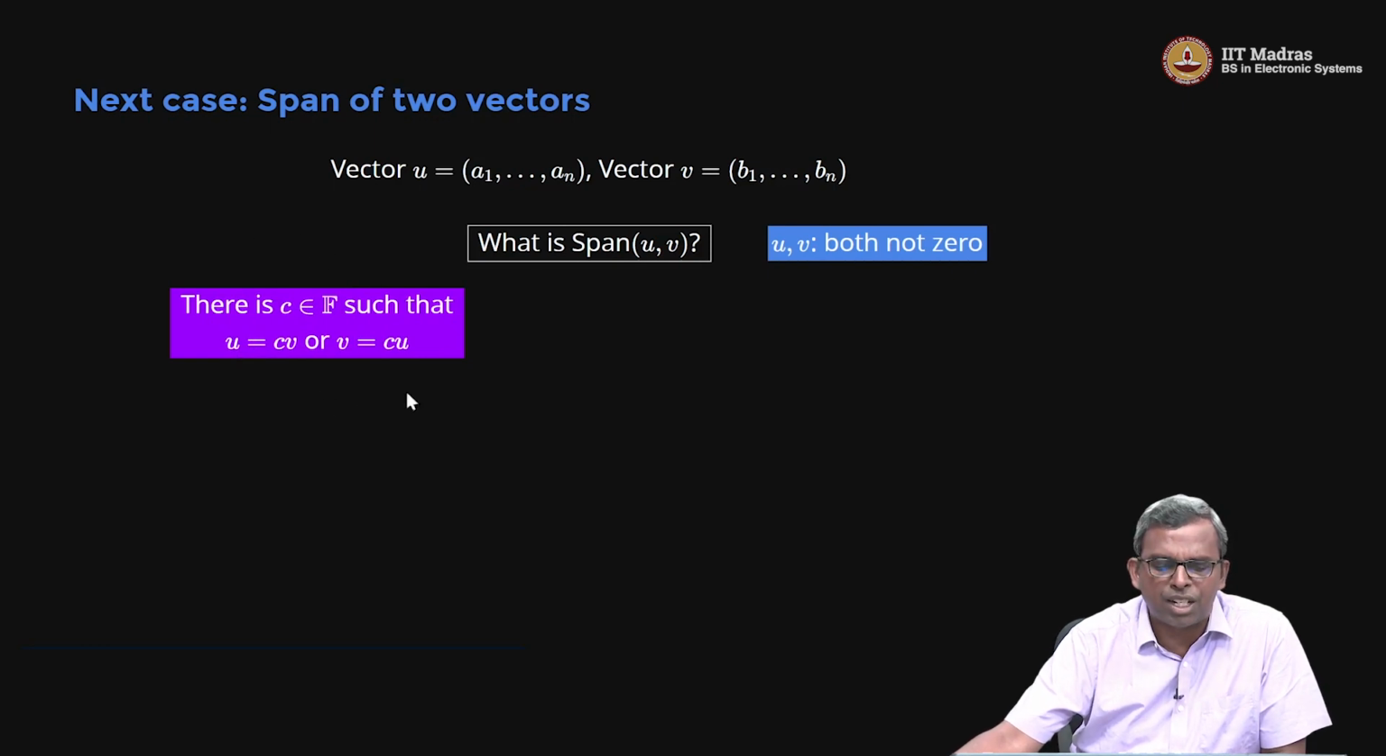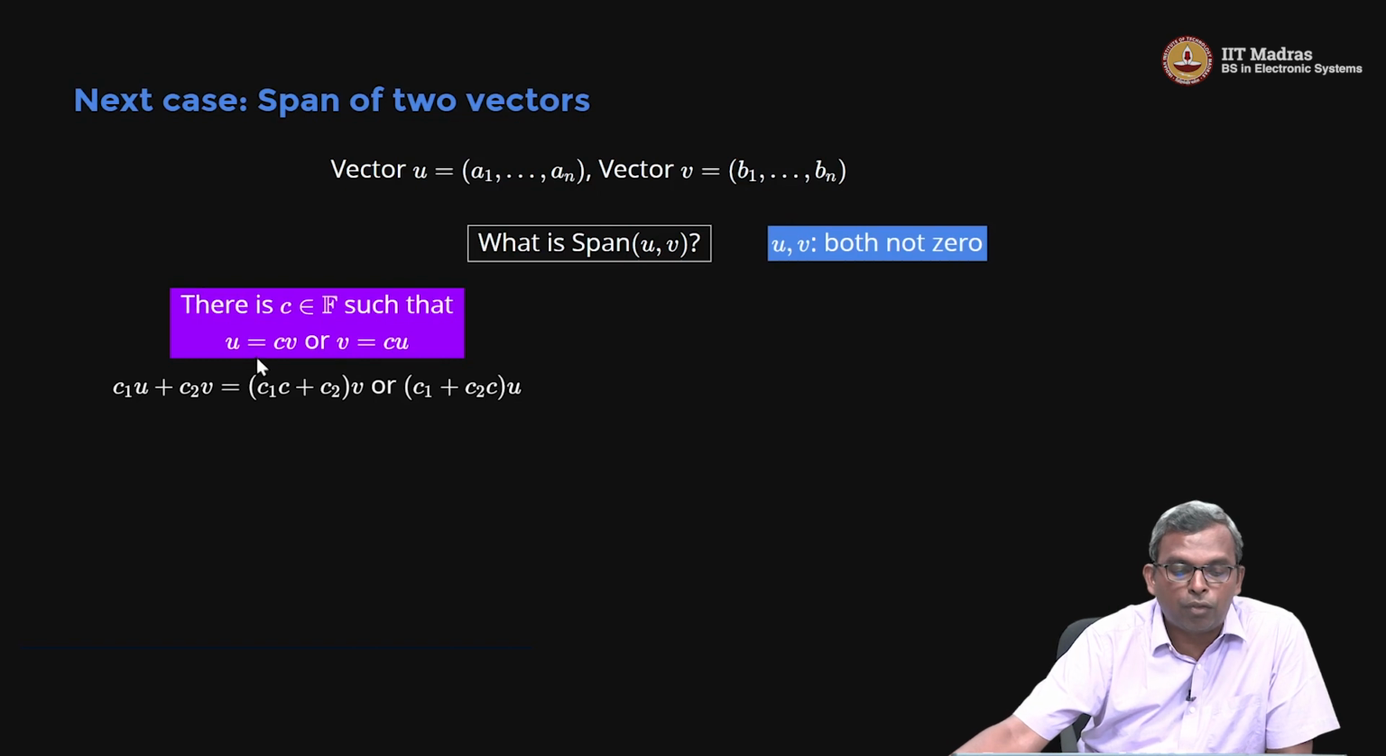You will see that under this condition, if u is a multiple of v or if v is a scalar multiple of u, any linear combination of u and v ends up being either a scaling of v or a scaling of u. Okay, so if u is cv, you can put u equals cv, then c1u plus c2v is simply (c1c plus c2) times v, some scaling of v. On the other hand, if v itself is a scaling of u, then c1u plus c2v is actually a scaling of u. Okay, so this case is actually a very simple case.